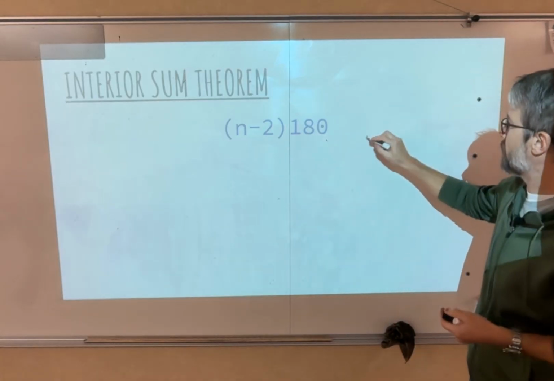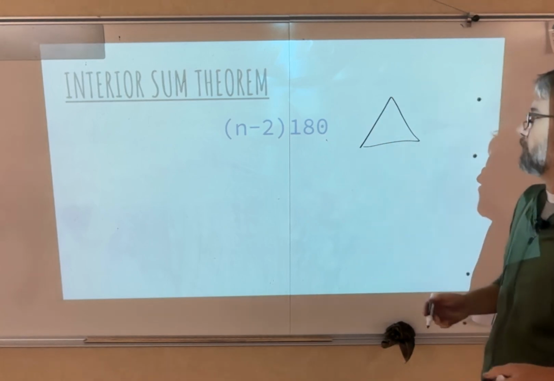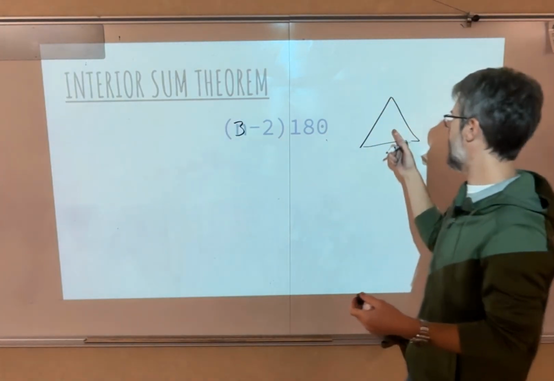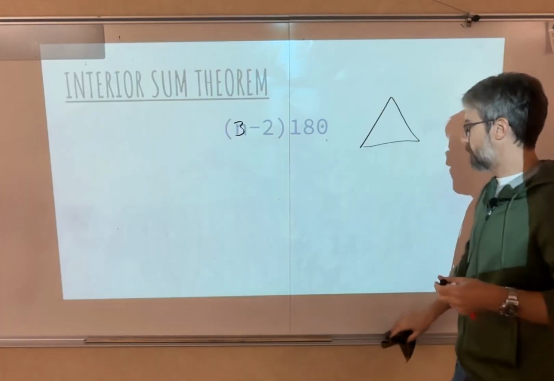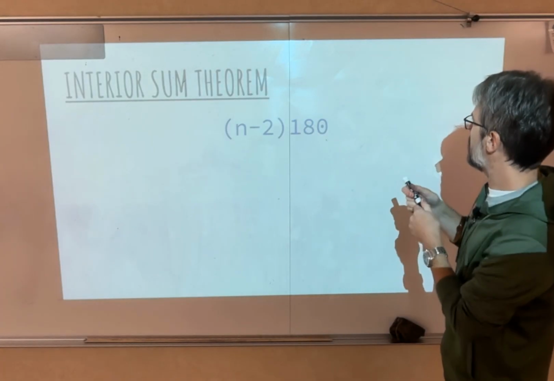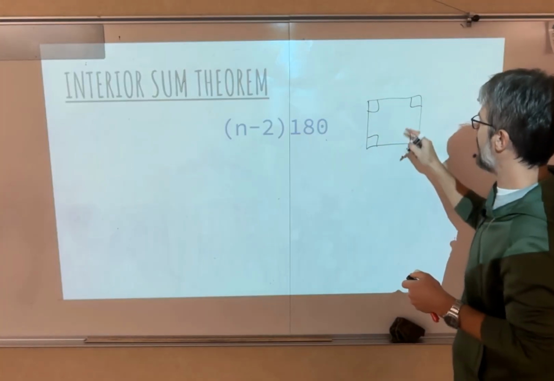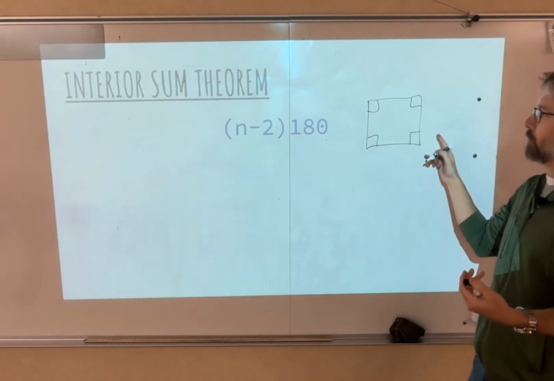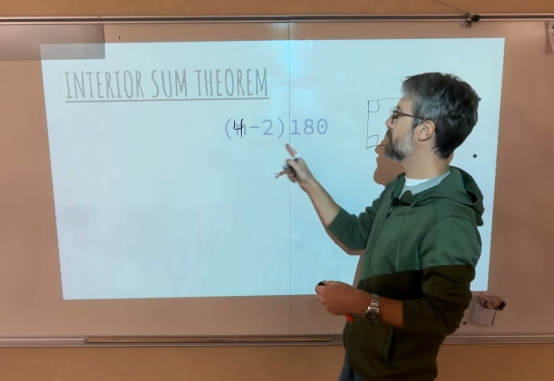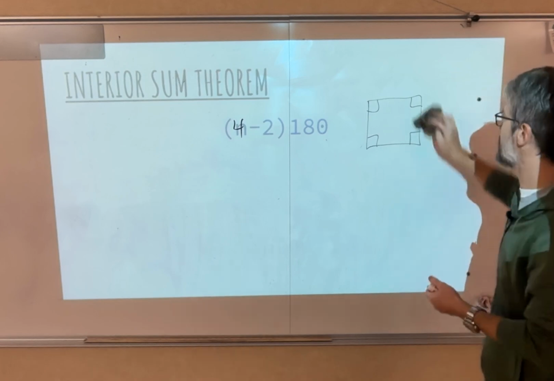So if we think about a triangle, we know that the sum of all the angles in the triangle adds up to 180. Well, that has three sides. 3 minus 2 times 180 gives us that 180 for a triangle. If we look at a square, all of these are 90 degrees, so that adds up to 360. 90 times 4 is 360. If I plug in my 4 sides minus 2, that's 2 times 180, which is also 360. And it works for all other polygons as well.